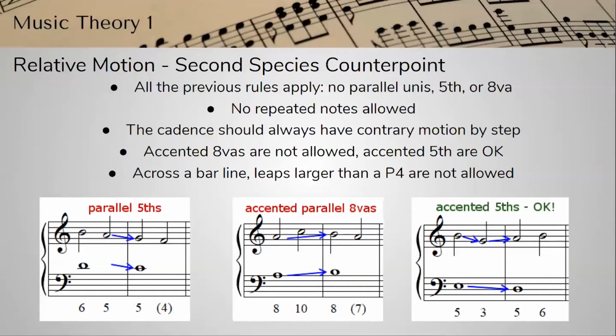So it's best, in most people's opinion, to avoid leaps larger than a perfect fourth that cross a bar line, so that go from a weak beat to a strong beat. So that's just something to think about and in most cases avoid.